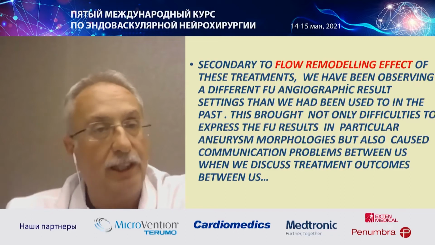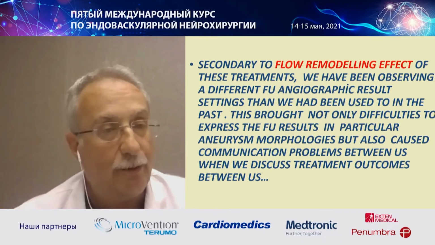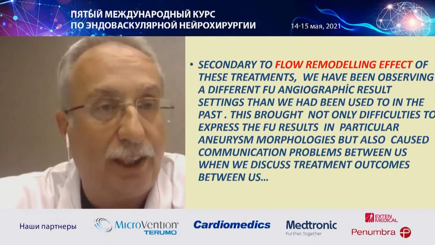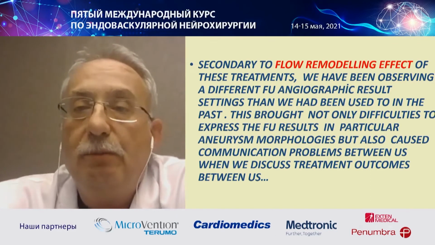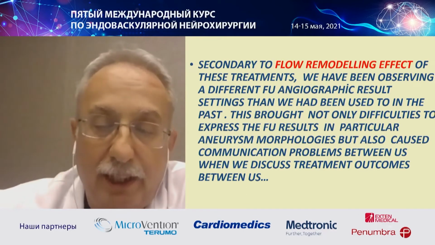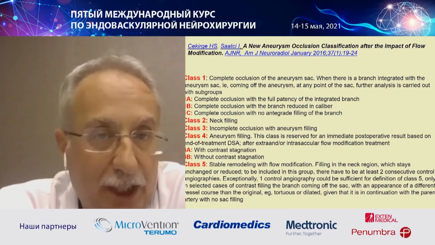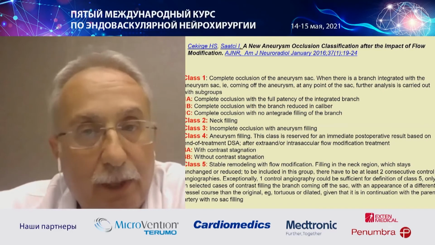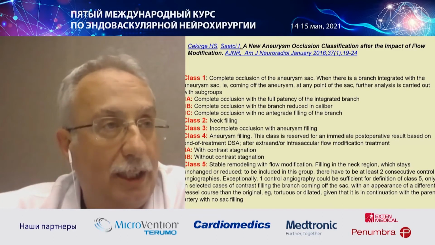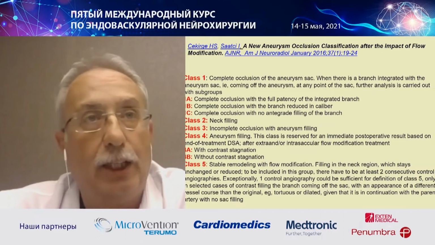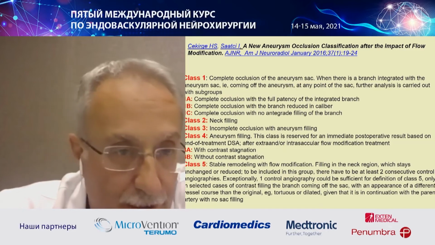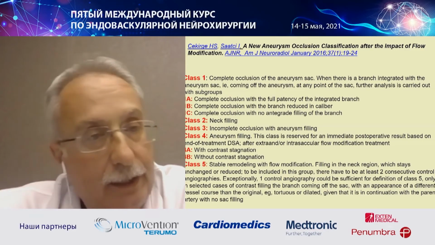You don't have to deal with very difficult maneuvers and difficult stenting. Because of the secondary flow remodeling effect of these treatments, we've been observing different follow-up angiographic results. That's why we came up with the SAICI, a new aneurysm classification system, because of the impact of flow modification. We have to talk to each other with a good system, not like adequate or inadequate occlusion. I really hate those terms, adequate and inadequate.